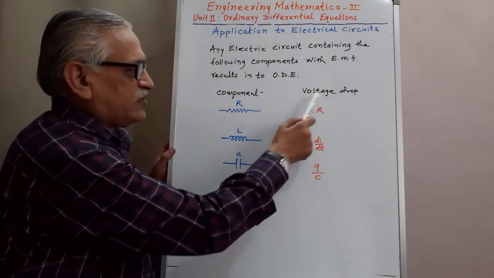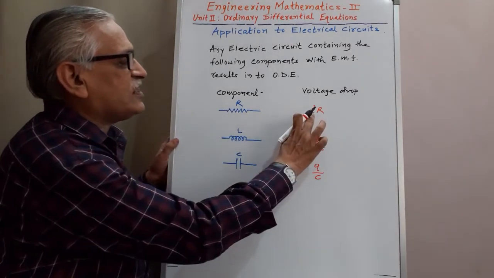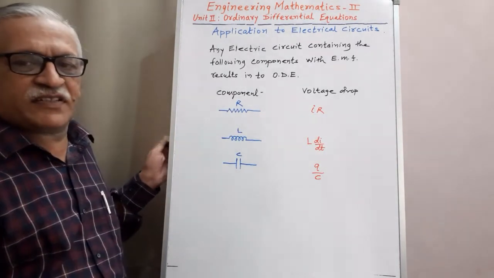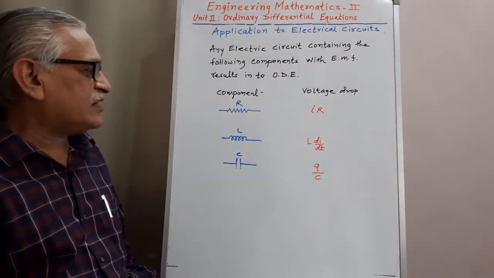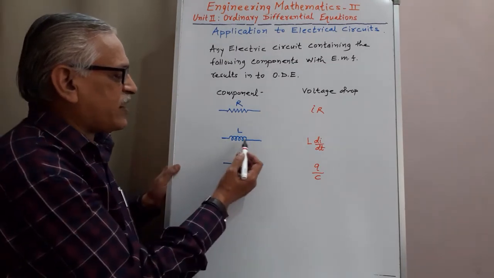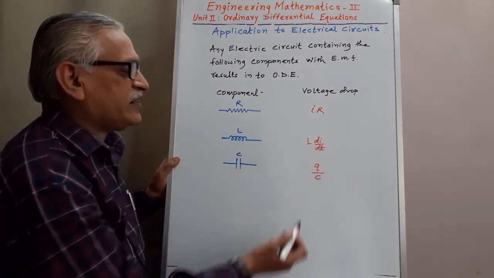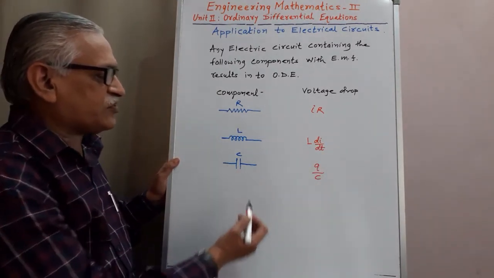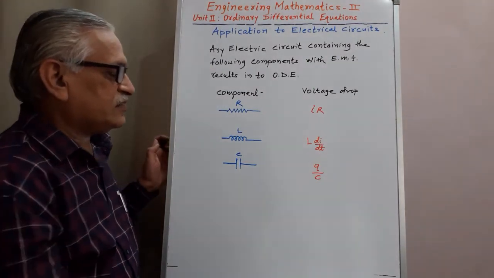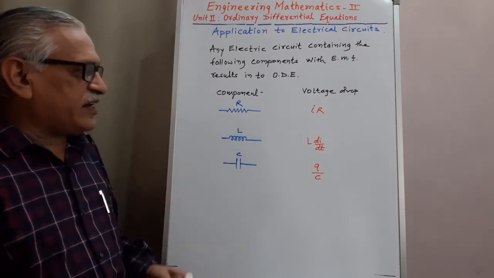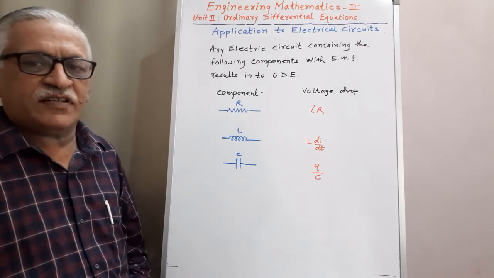Then we know the voltage drop across all these components. Voltage drop across resistance is I into R, where small i represents the current and capital R represents the resistance of that resistor. Voltage drop across L is capital L into di by dt. And voltage drop across C is Q divided by C.